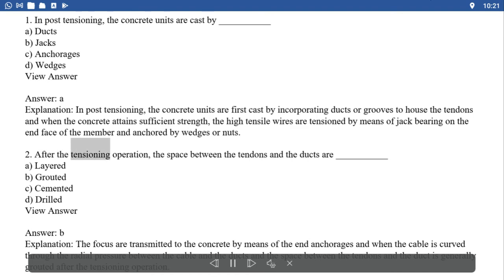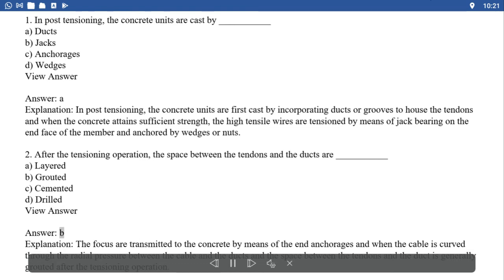2. After the tensioning operation, the space between the tendons and the ducts is A. Layered. B. Grouted. C. Cemented. D. Drilled. Answer.